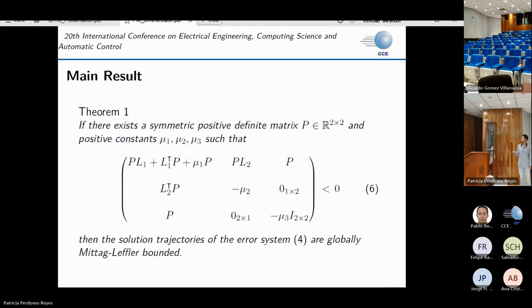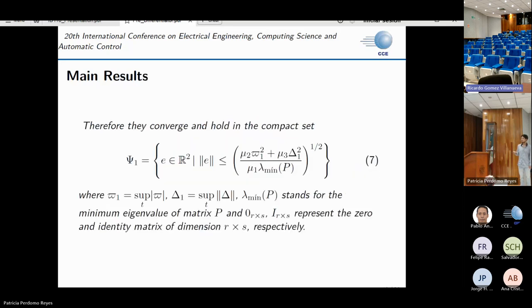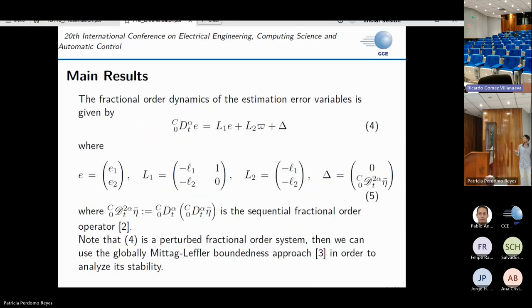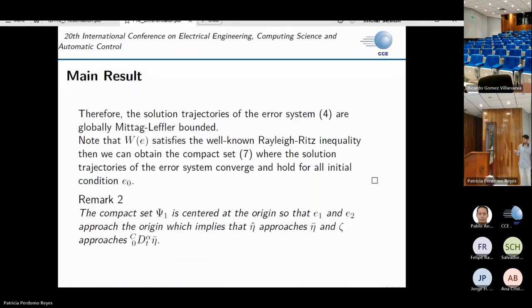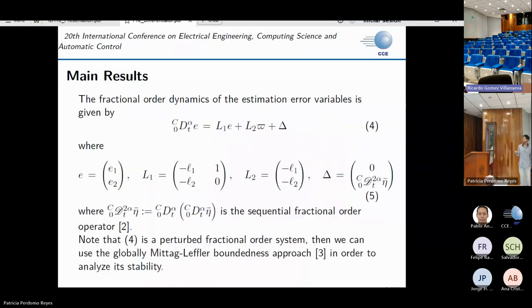And the functional satisfies the well-known Rayleigh inequality. That's why we can obtain these compact sets, where, I repeat, the solution trajectories converge and remain in this set. So we can make the following remark. The compact set is centered at the origin. So if E1 and E2 approach the origin, it implies that eta hat approaches eta bar and theta approaches the fractional order derivative of eta bar. So it is not necessary to know the distribution of the noise. It's a better advantage. The matrix is Hurwitz for all L1 and L2 positive.